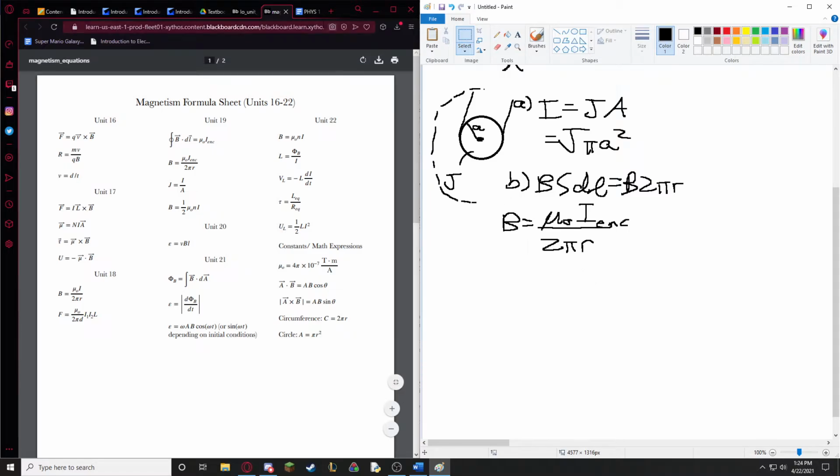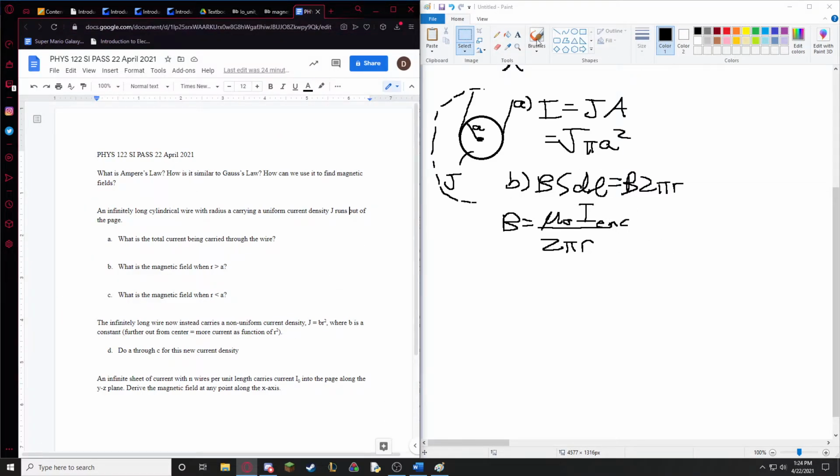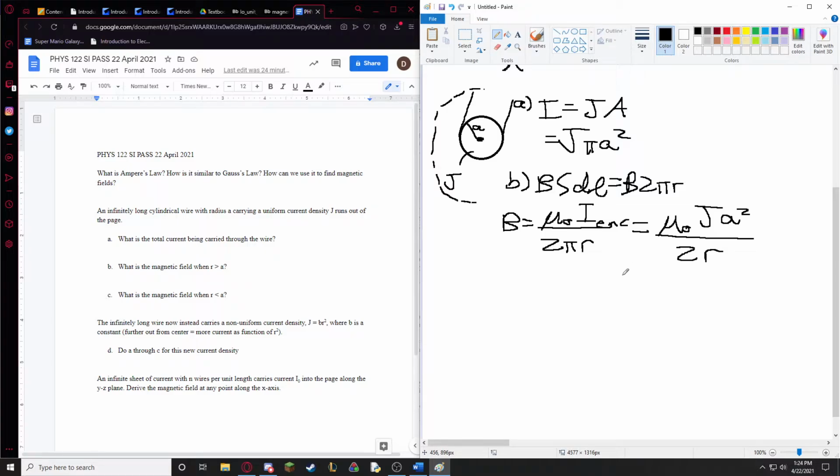For r greater than a, our enclosed current is a constant no matter where we are, as long as r is greater than a. This is mu naught times J pi a squared, so mu naught J pi cancels out, a squared over 2r. That's for any radius r outside of a. So now what about when r is less than a? How do we find the magnetic field inside the wire?